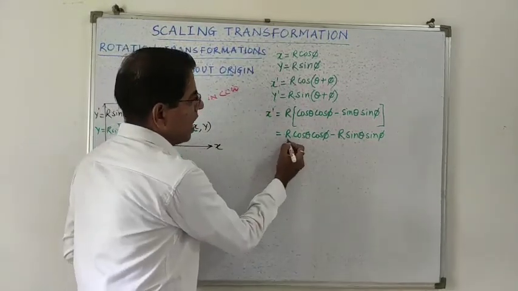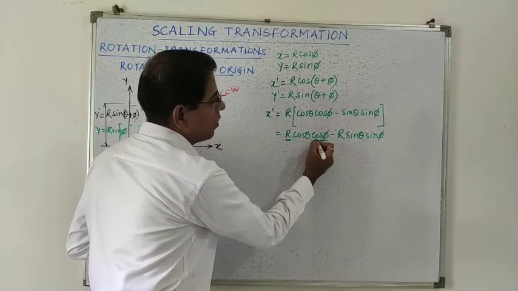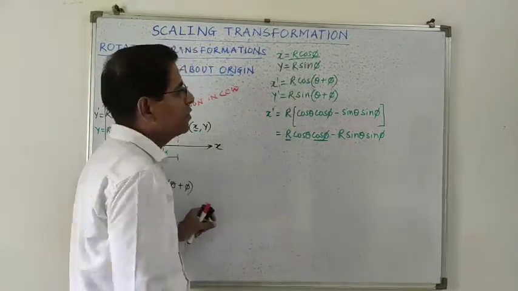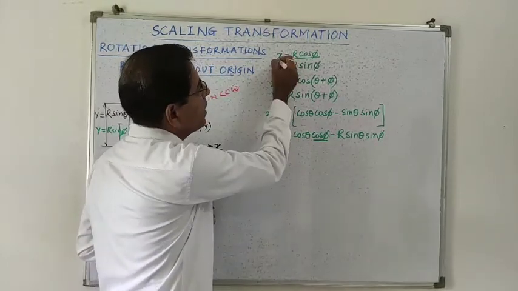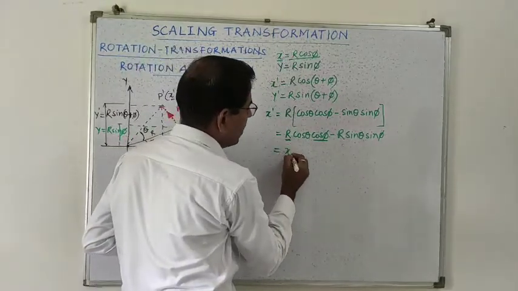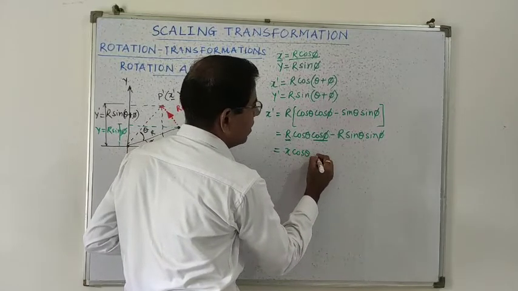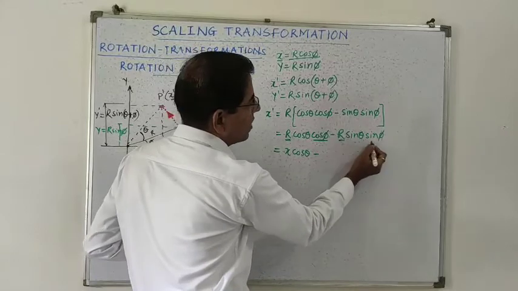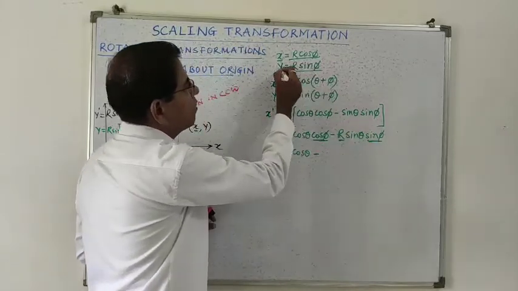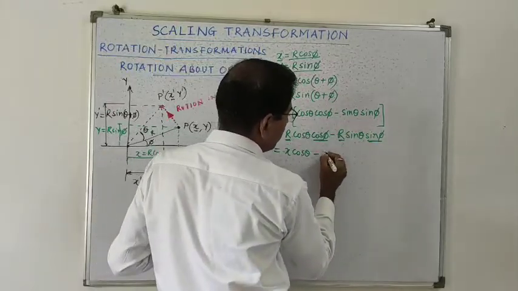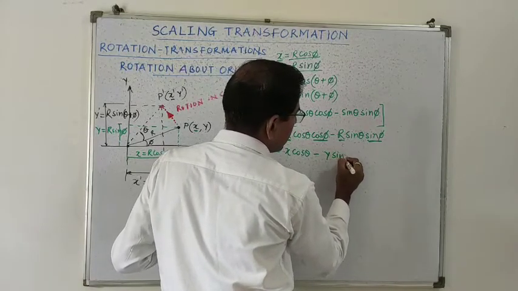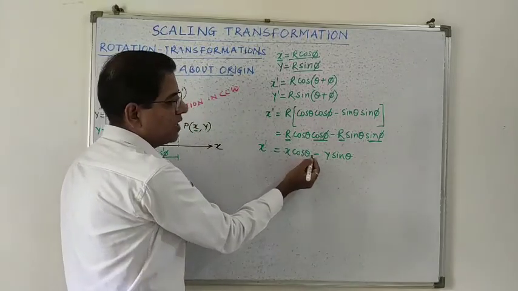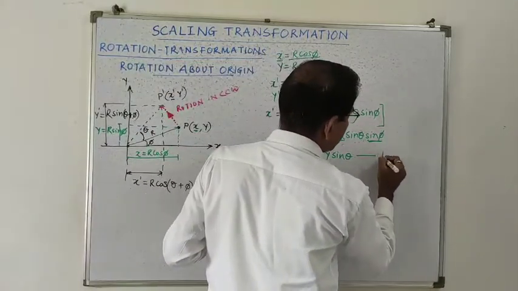Now here r cos phi is nothing but x. So replace r cos phi by x. So it becomes x cos theta minus, in this expression, r sin phi is what? Y. So replace it by y sin theta. So x dash is equal to x cos theta minus y sin theta. This is equation number 1.